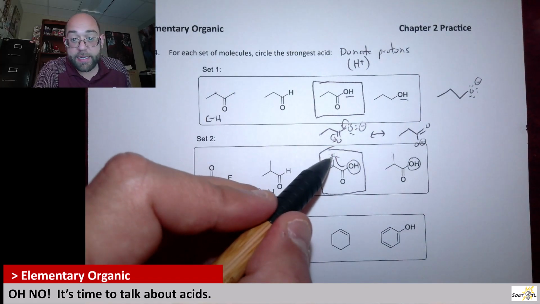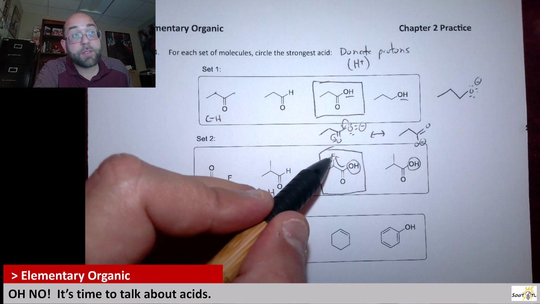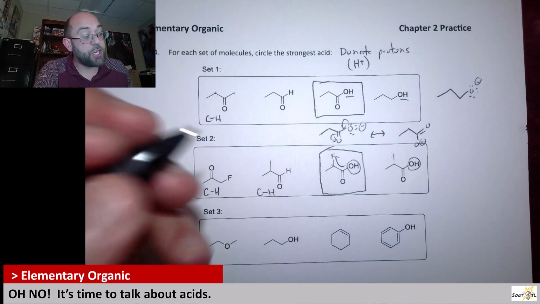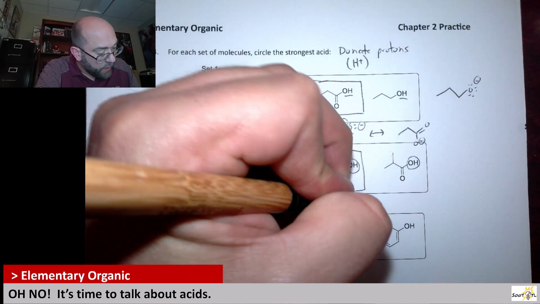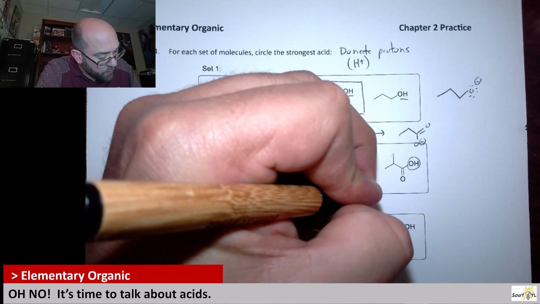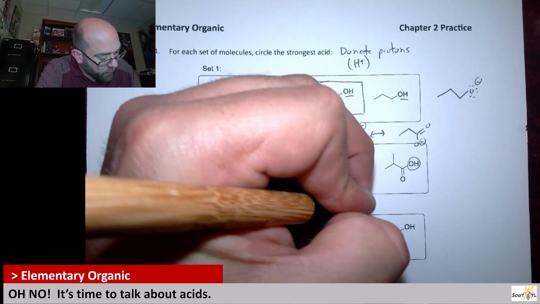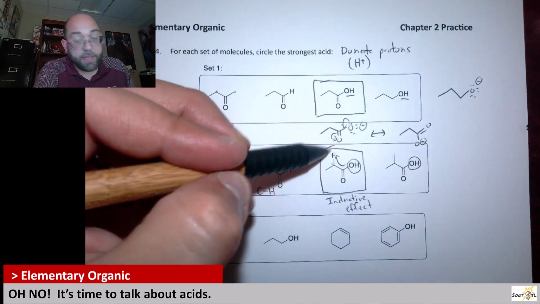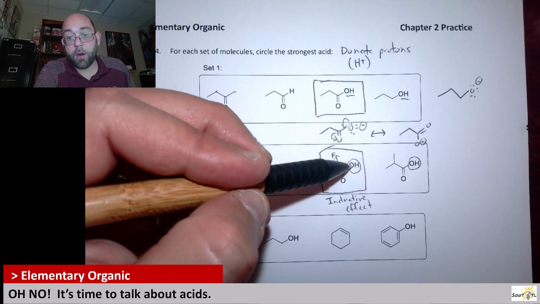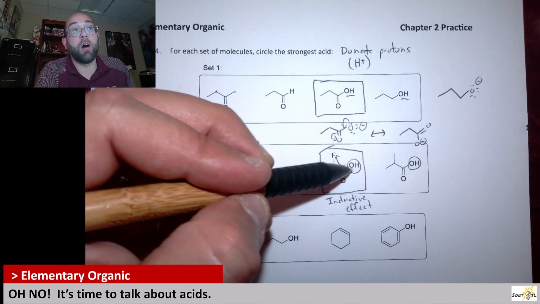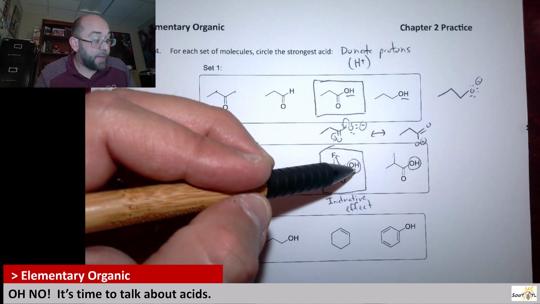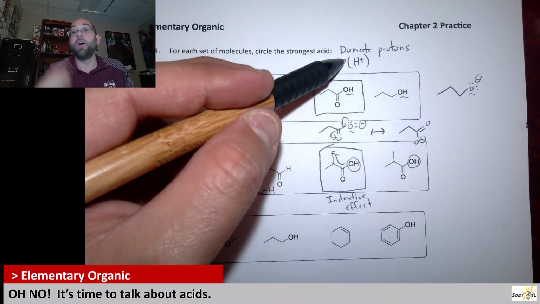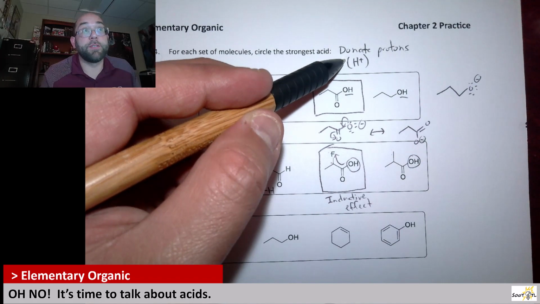So using these electronegative atoms, that's called the inductive effect, okay? Inductively, these electronegative groups weaken this OH bond and make it easier to break off, right? And the easier the hydrogen breaks off, the easier it is to donate protons, right?